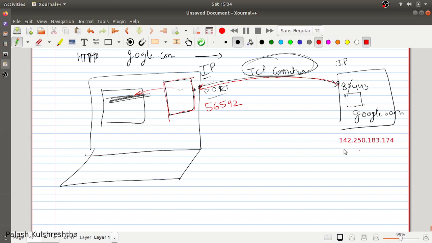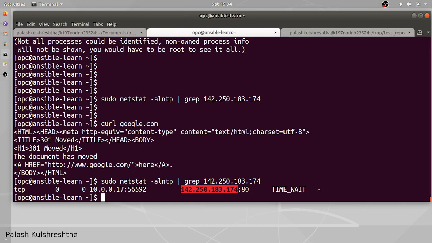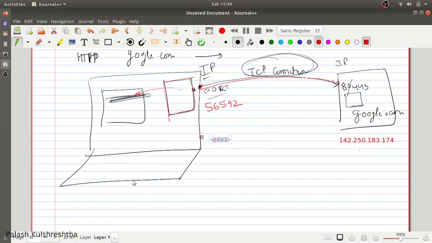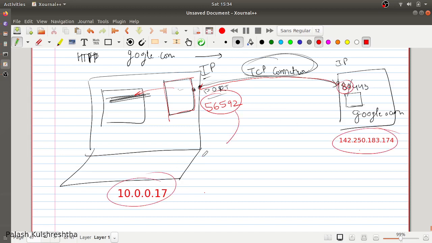This is the IP address of google.com. This is the IP address of my server, of my system from which the request was being made. So this combination of these two is interacting with the combination of these two. Okay, so that is how TCP works, or that is how your requests are being served from your system to another system.